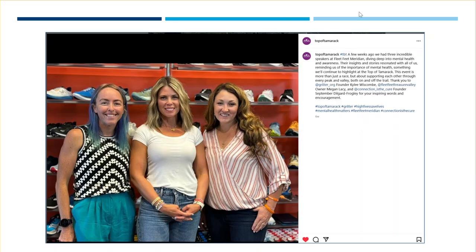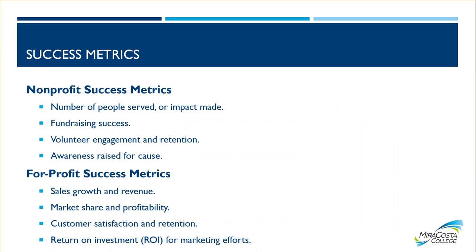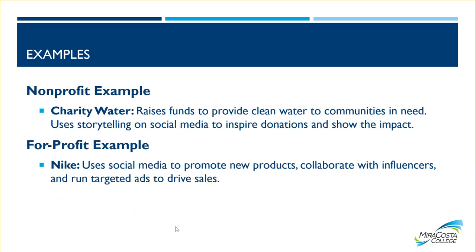So success metrics, nonprofit success metrics: number of people served or impact made, fundraising success, volunteer engagement and retention, awareness raised for cause. For-profit success metrics are sales growth and revenue, market share and profitability, customer satisfaction and retention, return on investment for marketing efforts. So an example would be Charity Water. They raise funds to provide clean water to communities in need, uses storytelling on social media to inspire donations and show the impact. A for-profit example could be Nike. They use social media to promote new products, collaborate with influencers, and run targeted ads and drive sales.